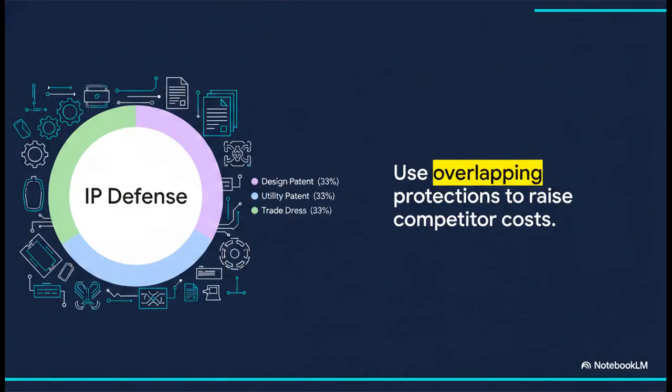One highly effective strategy we routinely advise for our clients is layering these protections simultaneously. You utilize a utility patent to lock down how a product works, a design patent to protect exactly how it looks, and trade dress registration to secure the overall brand identity. By stacking these different legal theories, you create a dense, overlapping web of coverage that significantly raises the cost and the difficulty for any competitor trying to knock you off.